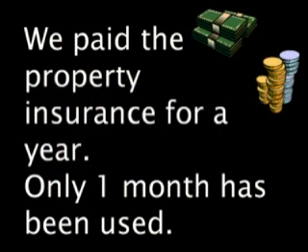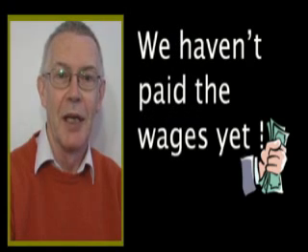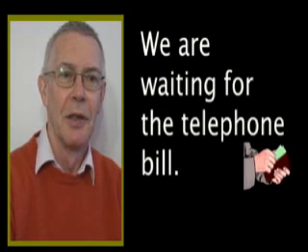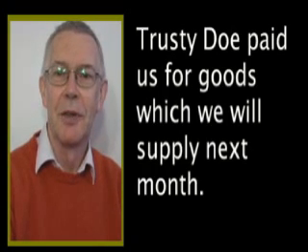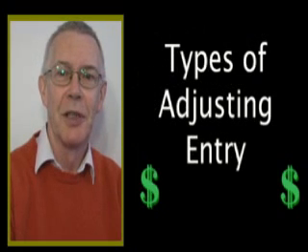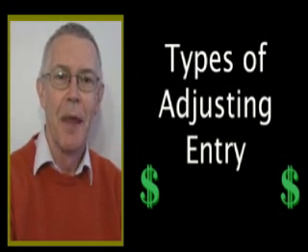We usually pay our property insurance for a period of 12 months in advance. At the end of the first month, we will only have used or expensed 1 month of insurance cost. The wages for the month might not have been paid. We are waiting for the telephone bill to arrive. We have been paid in advance for goods we have yet to provide. To conform to the matching principle, we may need to make several adjusting entries.